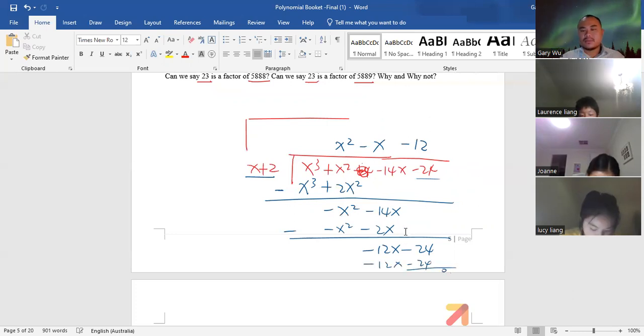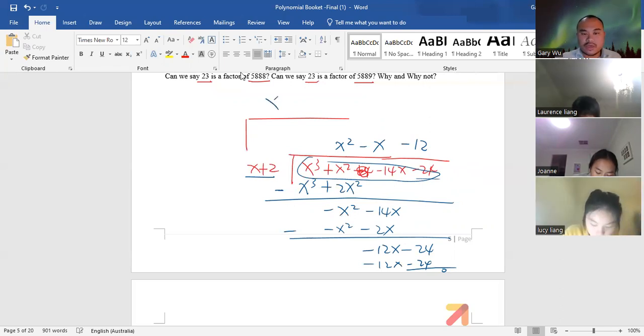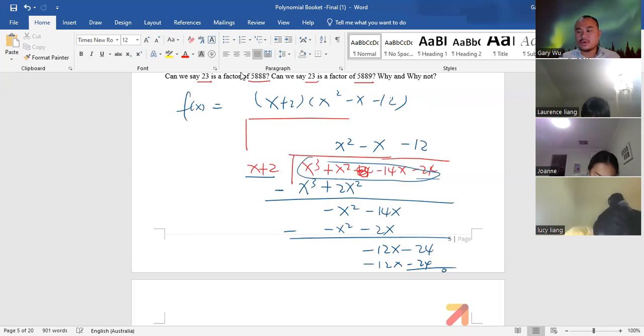Exactly 0, right? Okay, so which means we can say this polynomial equals x plus 2 times this one, right? Does it make sense? Okay, so that's how we factorize it. However, let me ask you, can we further factorize this quadratic?